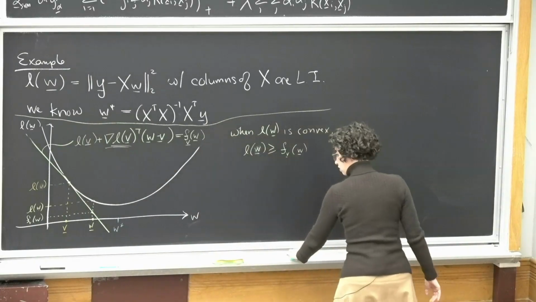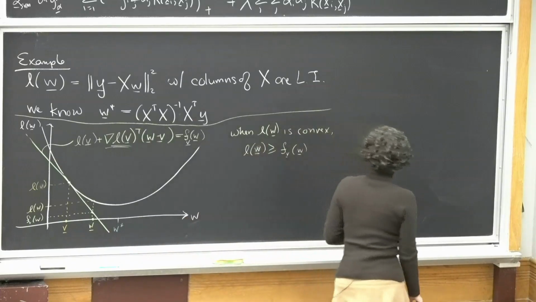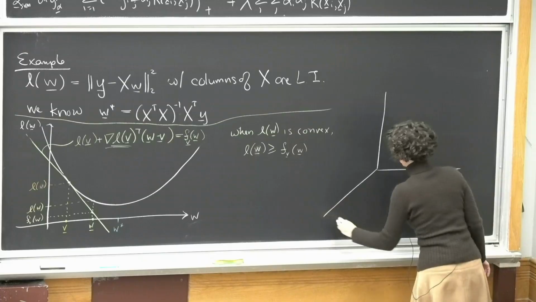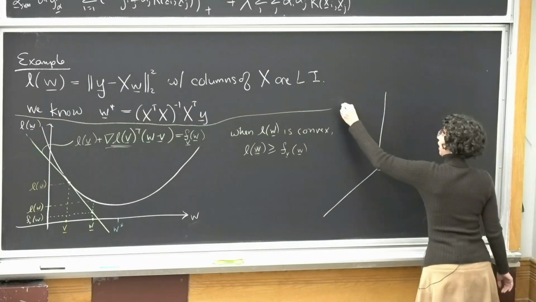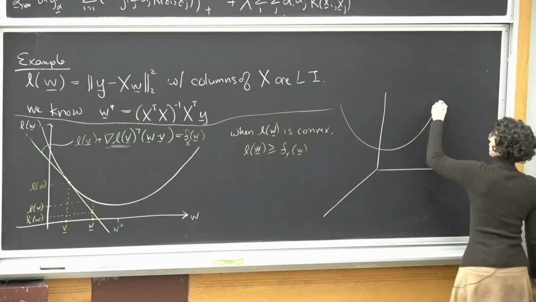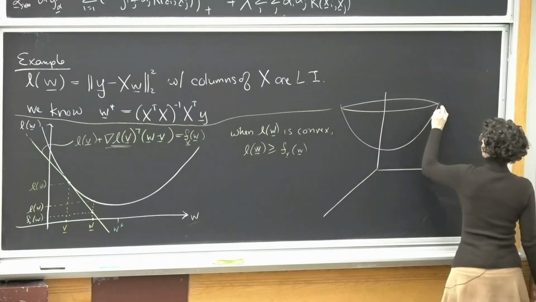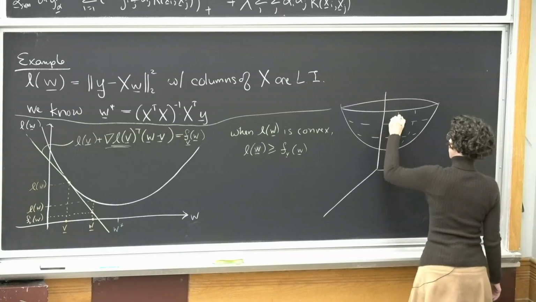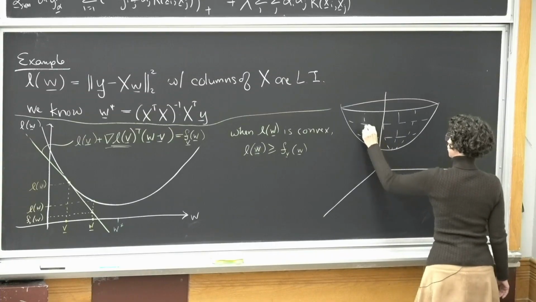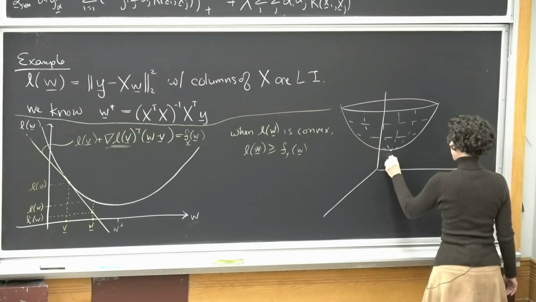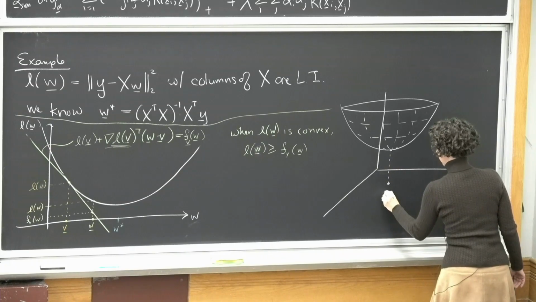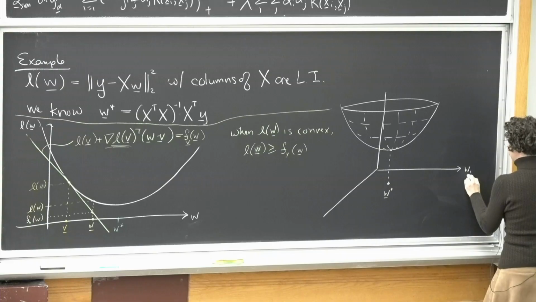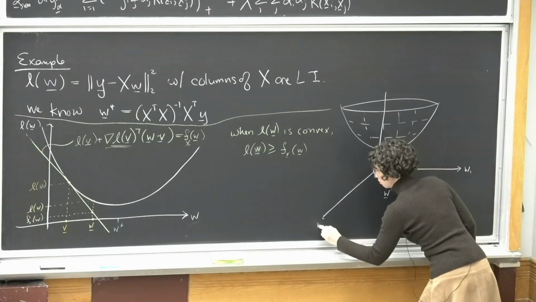And so I can also do something similar to this in 3 dimensions, though it's quite a bit harder to draw. So I could have a function like this. This is supposed to be sort of a bowl-shaped function here. So here would be my W star. So my axes, here I've got W1 and W2.